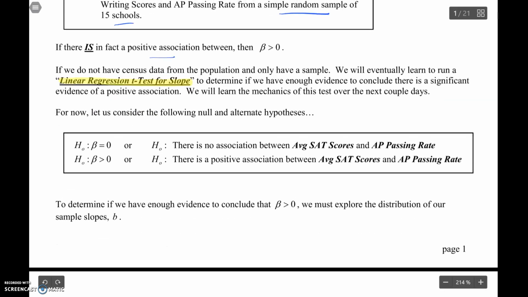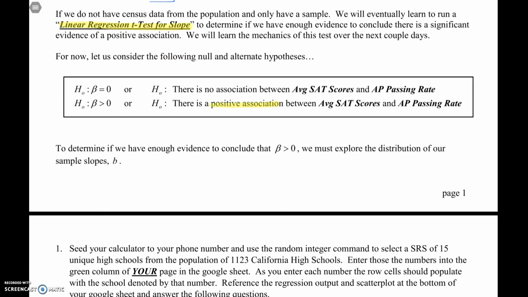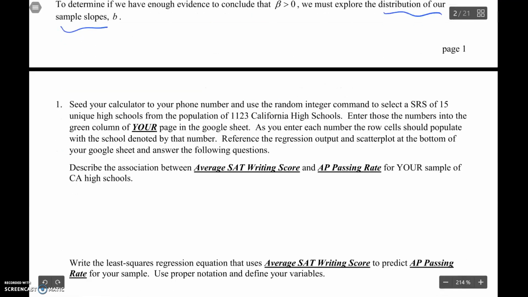So our null hypothesis is going to be that beta is equal to 0. That is, there is no association between SAT scores and AP pass rate, versus the alternate that beta is positive, meaning there is a positive association. To determine if we have enough evidence, we must explore the distribution of our sample slopes. This is really what this activity is all about.